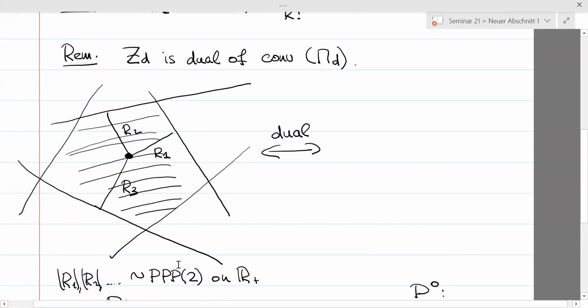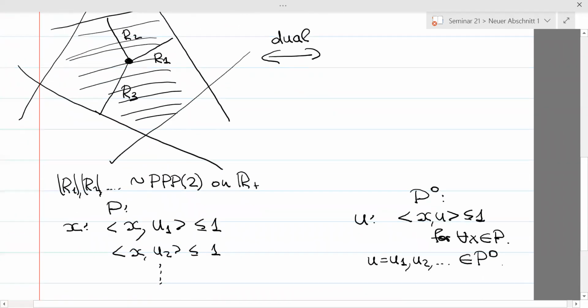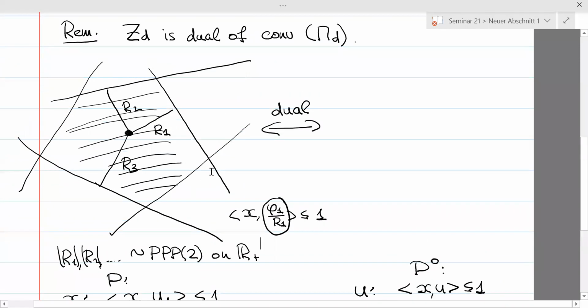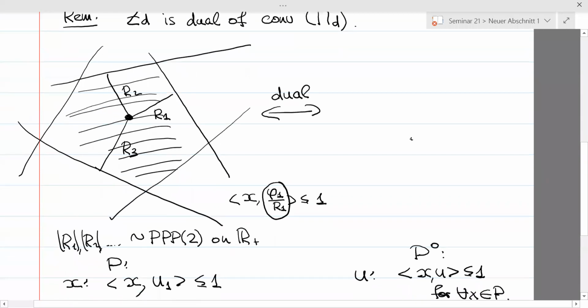And now in our setting, we can do the following. Here we have slightly different inequalities. We have inequalities of the form x times some direction divided by r1 is smaller than 1. So this is our u1. If we have a hyperplane at distance r1, then in the dual construction, we are going to have a point at distance 1 over r1 in the same direction. It's just the polar of the hyperplane. This is a well-known construction in geometry.